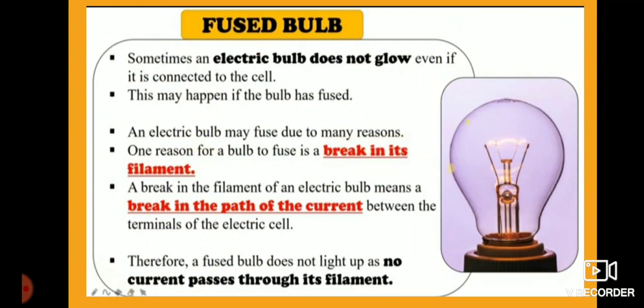Fused bulb. Sometimes an electric bulb does not glow even if it is connected to the cell. This may happen if the bulb has fused. An electric bulb may fuse due to many reasons. One reason for a bulb to fuse is a break in its filament. A break in the filament of an electric bulb means a break in the path of the current between the terminals of the electric cell. Therefore, a fused bulb does not light up as no current passes through its filament.